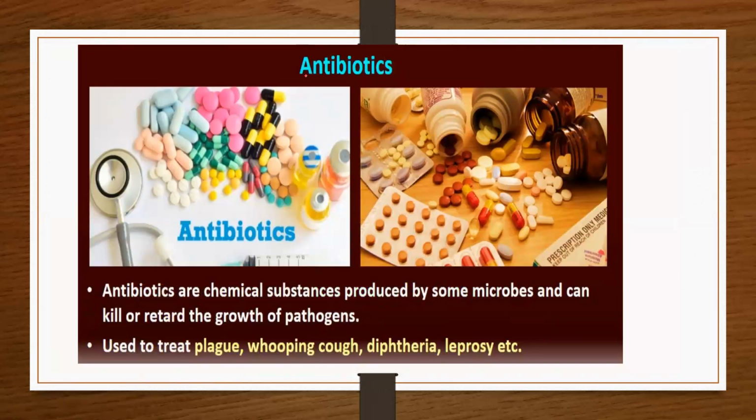Now let's talk about antibiotics. What are antibiotics? Antibiotics are chemical substances. Children, they are chemical substances. These are chemical substances produced by some microbes, and they are used to kill or retard the growth of pathogens. These antibiotics help us to treat plague, whooping cough, diphtheria, and many a time typhoid.